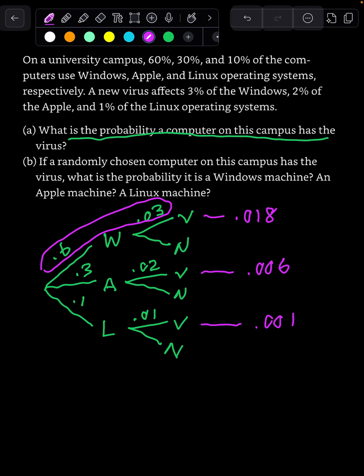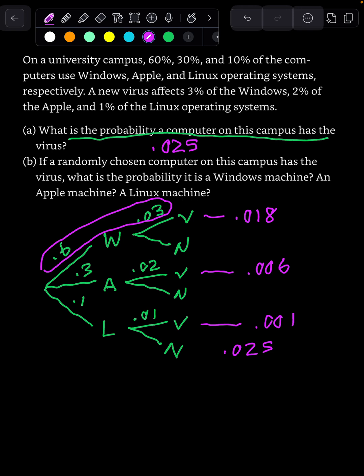And so what we're going to do is add these together, since these are all mutually exclusive events. And so that is 0.025. So that is what this probability is. Well, let me try that again. That didn't go very well. That probability is 0.025.